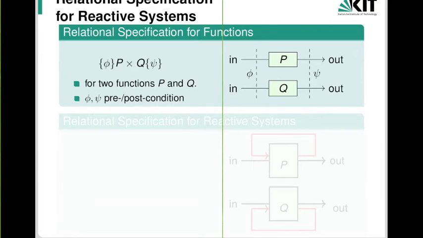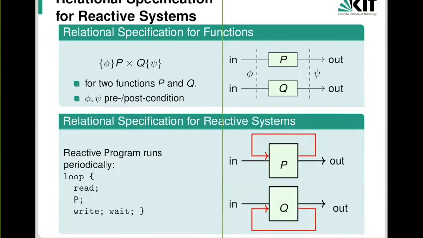To make this more concrete, if phi and psi state the equality of the input and the equality of the output, this proof obligation would state the program equivalence. So for pure functions, this is very easy. But for reactive systems, the game is very different.